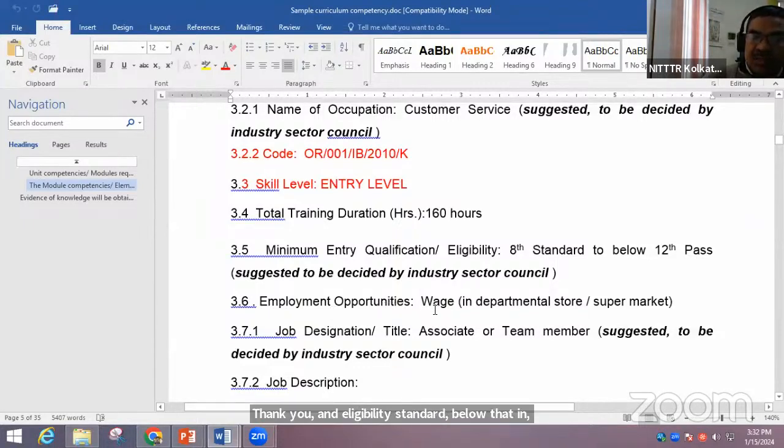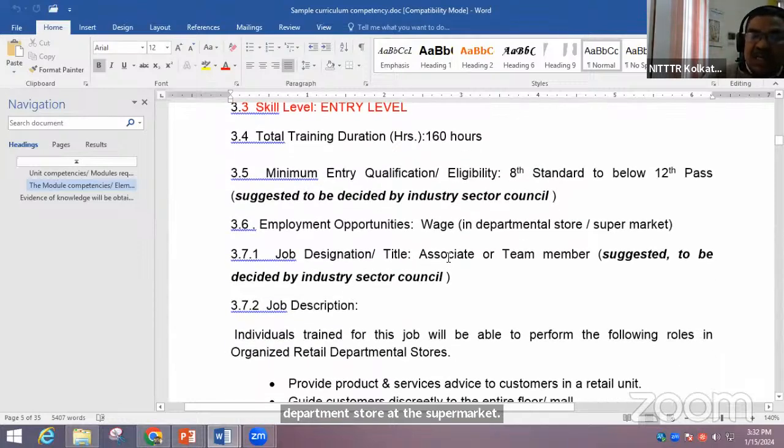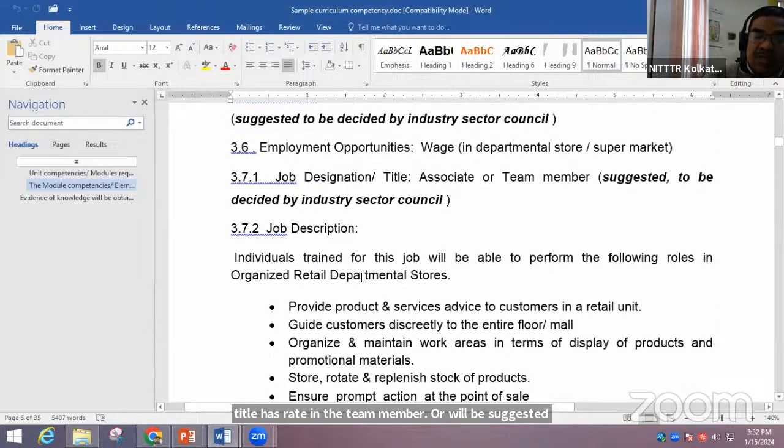Employment opportunities are wages or in a departmental store or supermarket. This is a very important aspect. The job designation, the title of associate or team member, may be decided by the industry sector council. Job descriptions are like that.